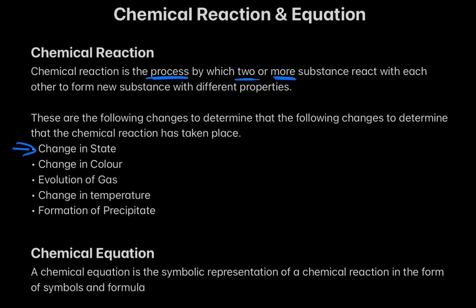Next is change in color. Change in color means if it is transparent, it can become yellow, white or green. Next is evolution of gas, which means a gas can be formed, like hydrogen or CO2, or different types of gases can be evolved. Next is change in temperature, whether it becomes cold or hot after a reaction. Next is formation of precipitate.